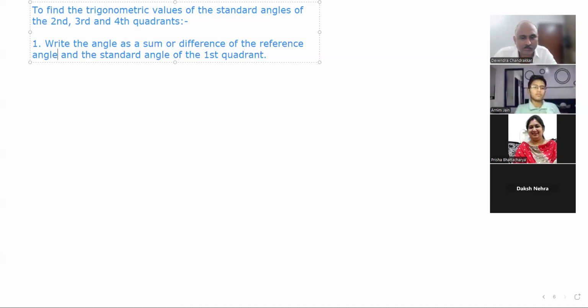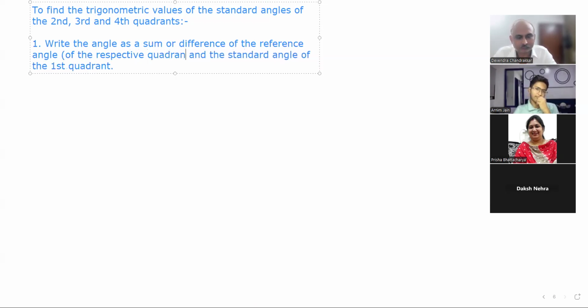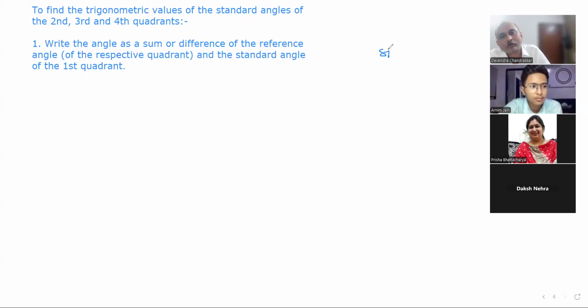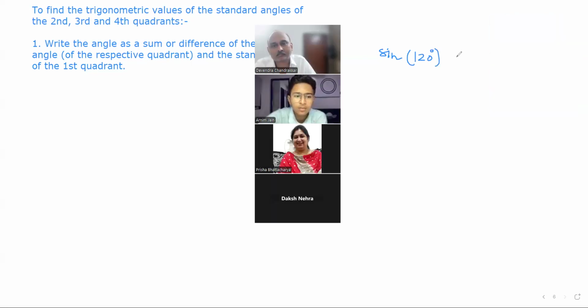As the reference angle, write the respective quadrant, whichever quadrant the angle is in, and the standard angle of the first quadrant. What does this mean? Let me first explain. Everyone pay attention. Suppose it's given to me as sine 120 degrees. So Arnim, 120 degrees lies in which quadrant again? Second quadrant. Which are the reference angles for the second quadrant?